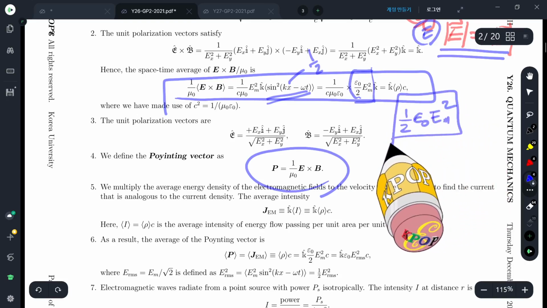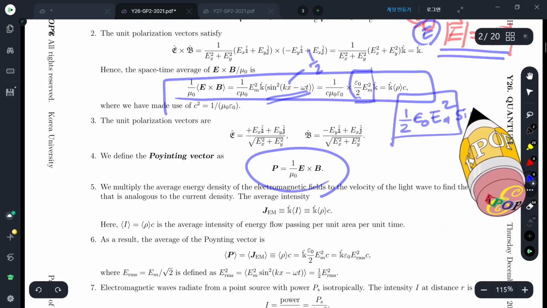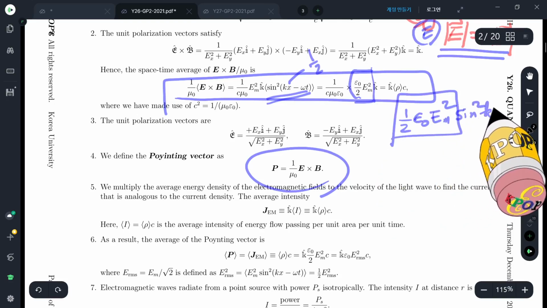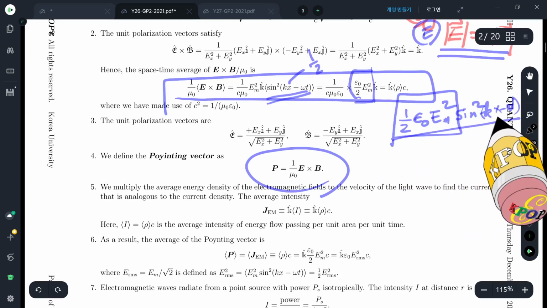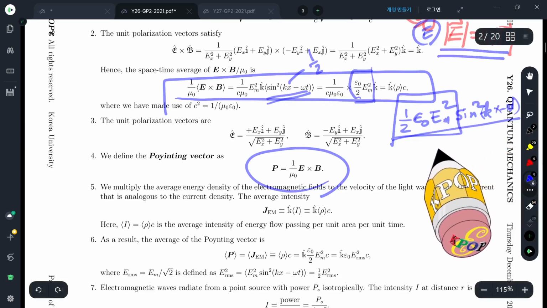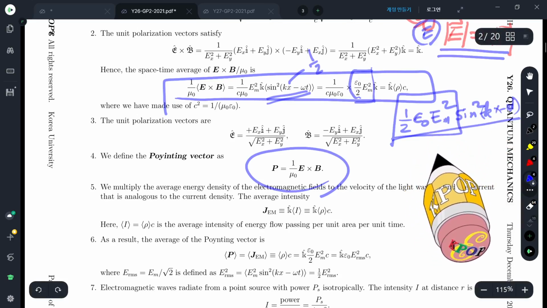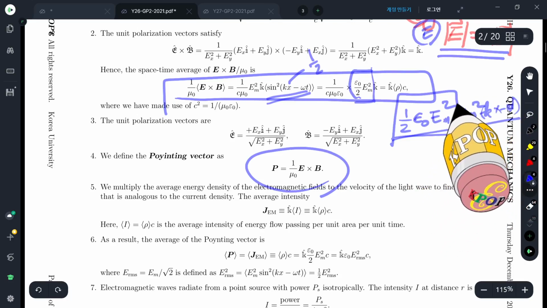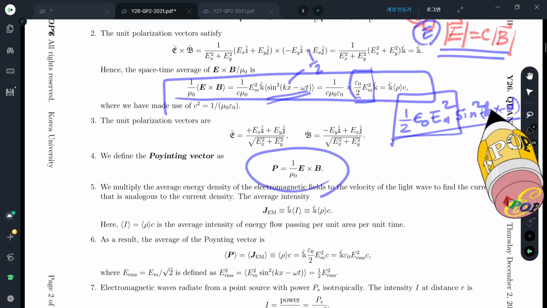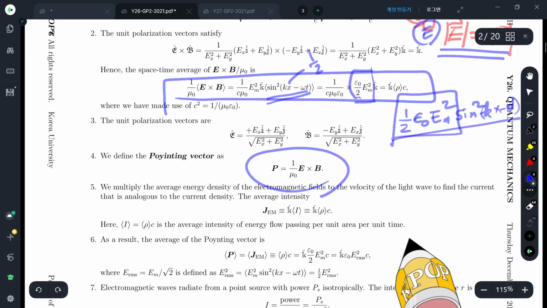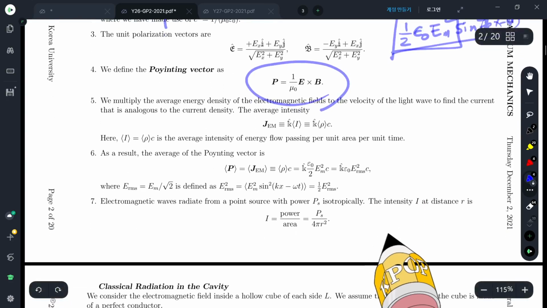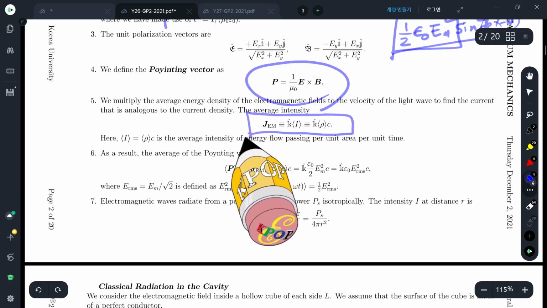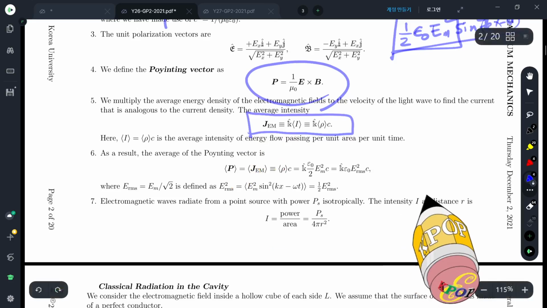This is for the sine squared of kx minus omega t. This is for the electric field, and there is another from the magnetic field, and they are equal, but because of a factor of 1/2 coming from the space-time average, we have an additional 1/2 factor. And that is actually the electromagnetic current density, the energy current density. All right.